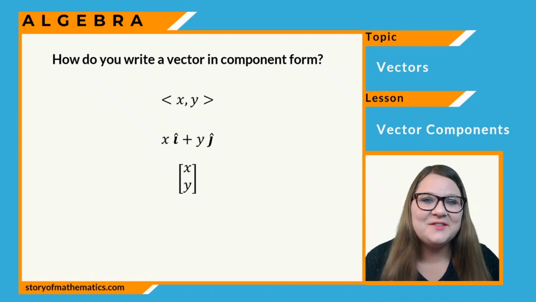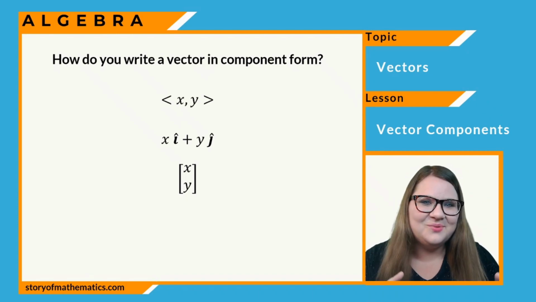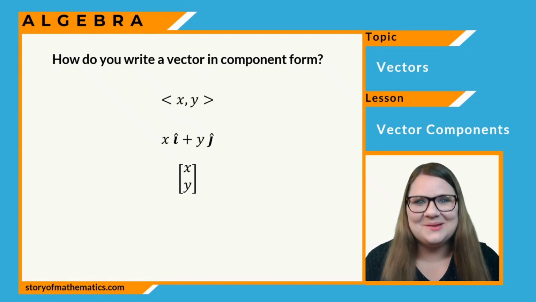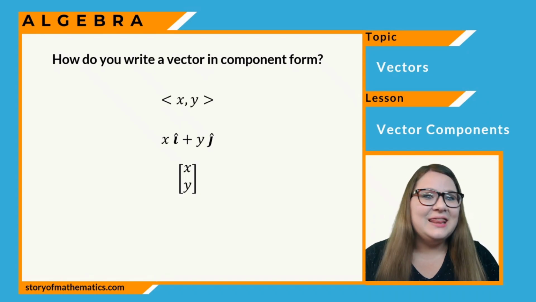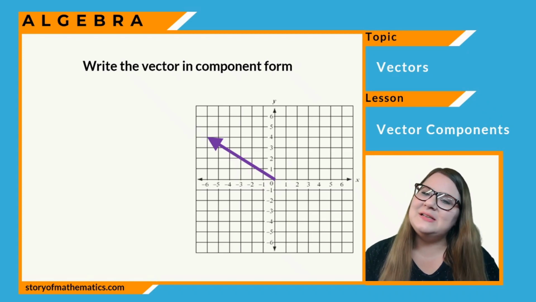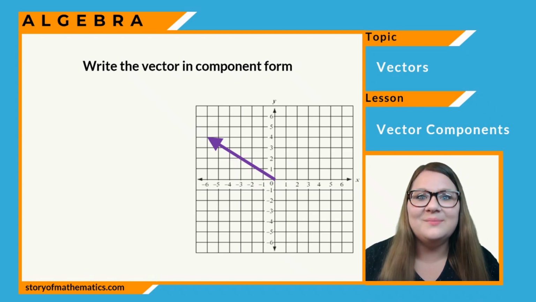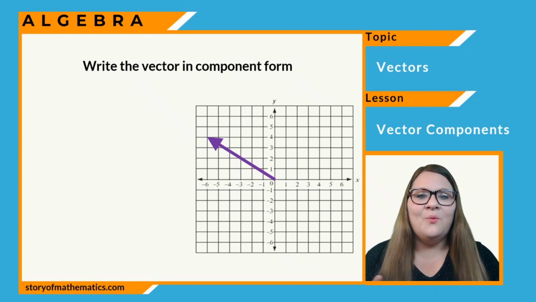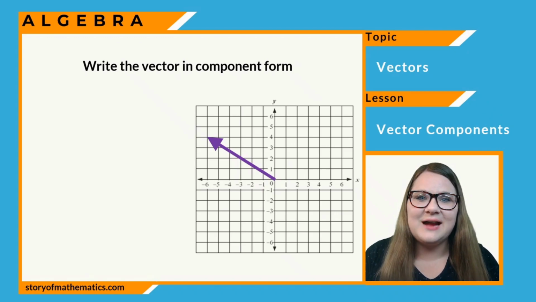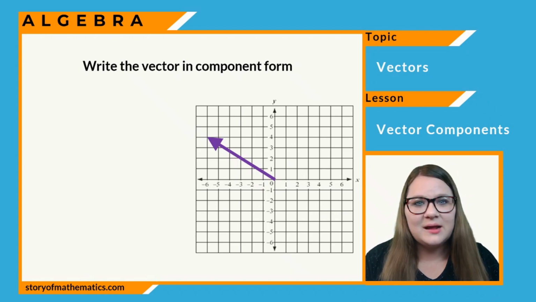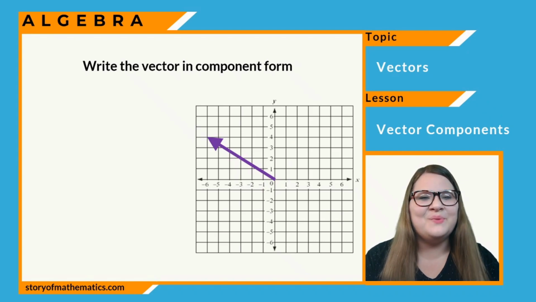Now, I personally prefer that top one with the arrow brackets, so that's what I'll be using for the rest of this video. Now, let's say I'm given a graph and I want to find the component form of this vector. Well, what I'm going to need to start with is to figure out, okay, how much am I moving horizontally? How much am I moving vertically?